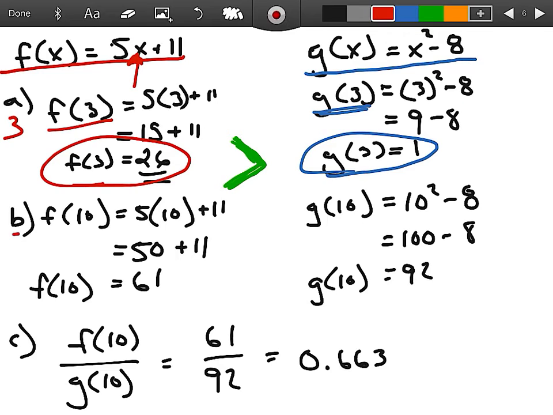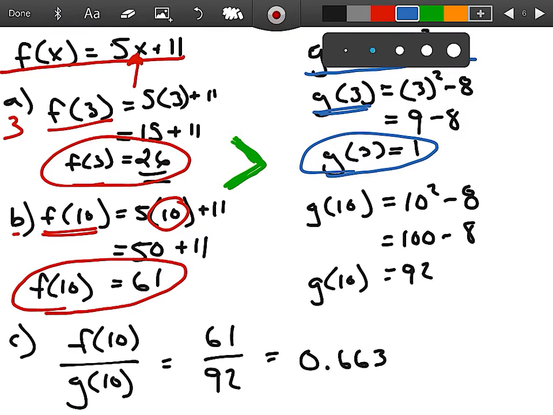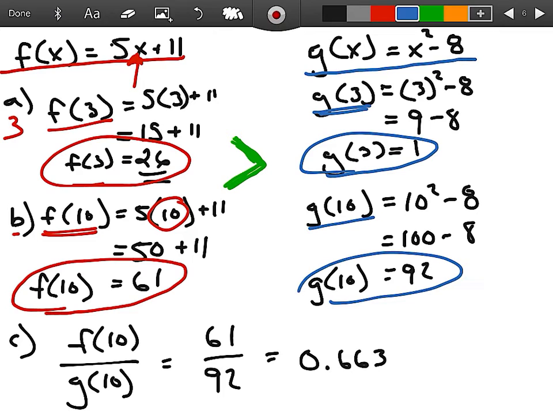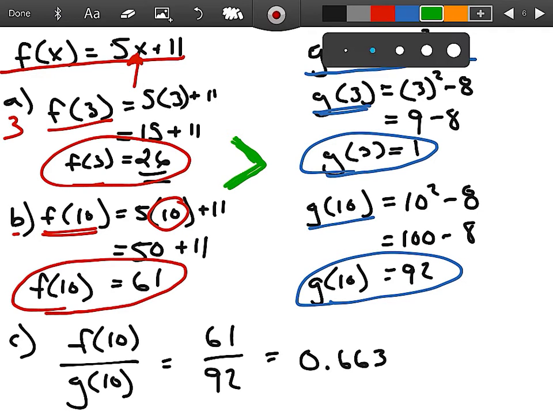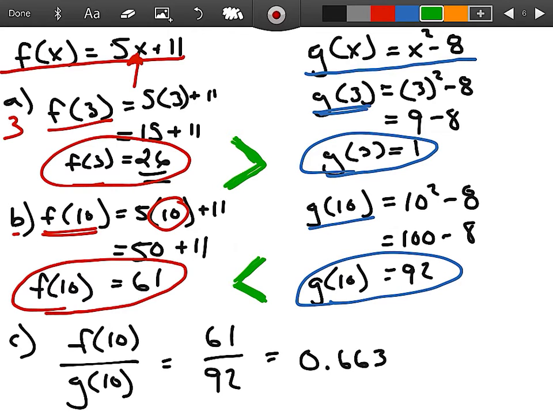Continuing down to part B, they want to see what f of 10 looks like. Well, it's the same way we're doing it. You plug in a 10 where your x should be, so you get 50 plus 11, so f of 10 is equal to 61. But on your blue side, your g of 10 is going to be 100 minus 8, which gives you 92. So now the tides have turned and the g of x is bigger at this point.